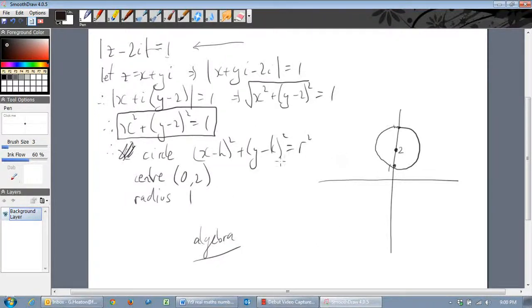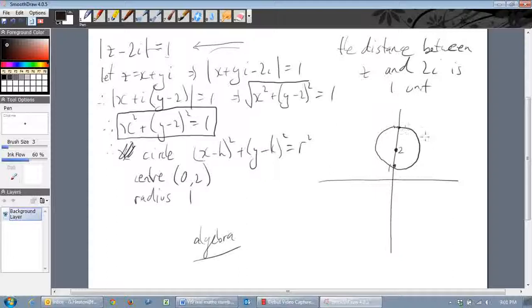With algebra, how do you do it geometrically? It's really simple with geometry. What this is saying, remember what the modulus means. The modulus is just the distance. So what this is saying is that for each point z, the distance between z and 2i is equal to 1. Okay, I'll write that down. Distance between each point z and 2i is 1 unit.